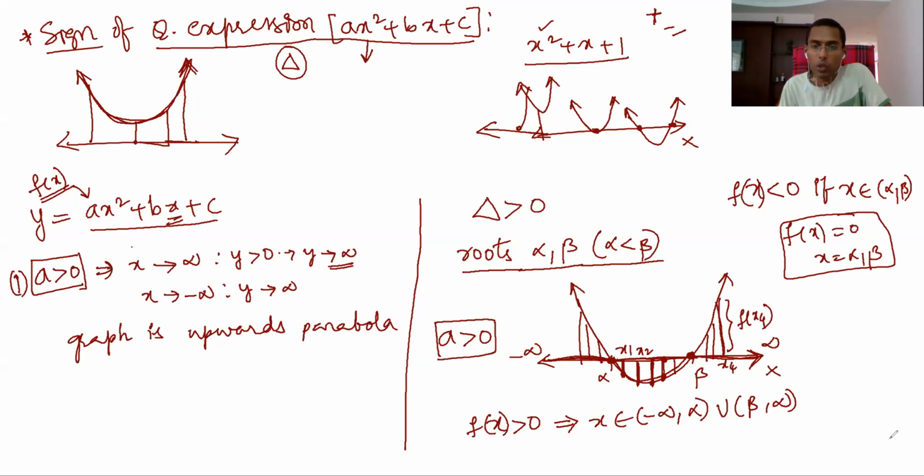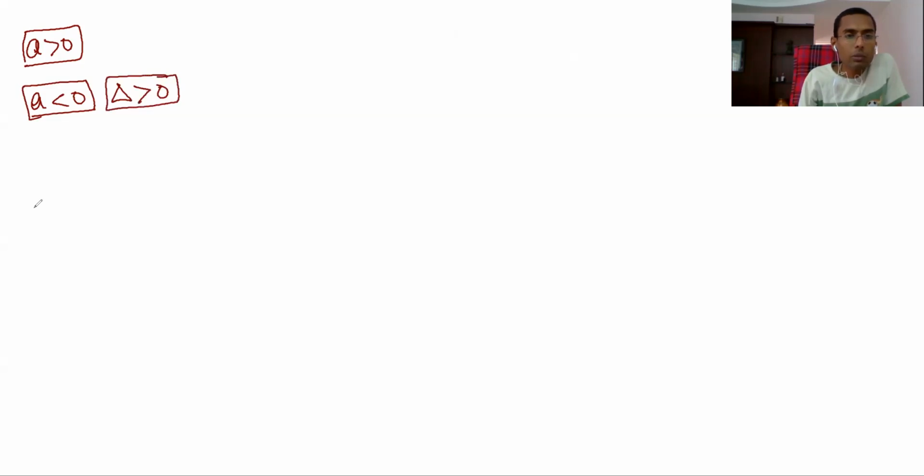So now let's see the next one. For this, you need to understand this point. When A is positive, the graph is upwards. When A is negative, and delta is greater than 0, the graph will be a downward parabola like this. And this is alpha and this is beta, because we assume alpha is less than beta.